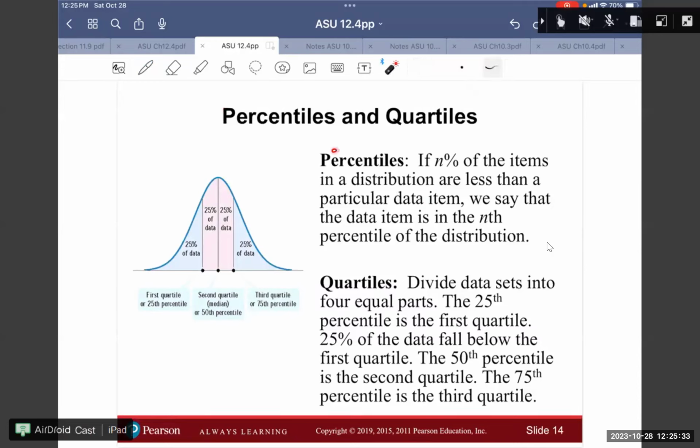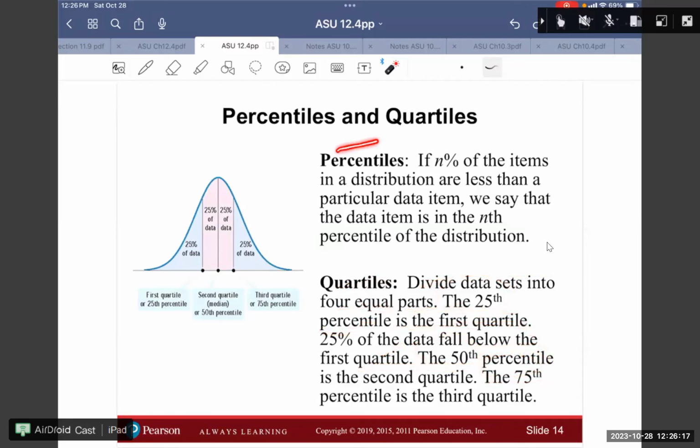Percentiles and quantiles. If n percent of the items in a distribution are less than a particular data item, we say that the data item is the nth percentile of the distribution. The quartiles divide the data set into four quarters: the 25th percentile is the first quartile, the 50th percentile is the second quartile, and the third is the 75th percentile.